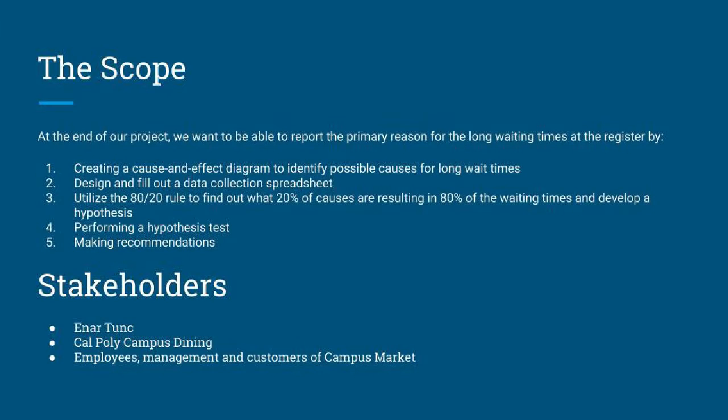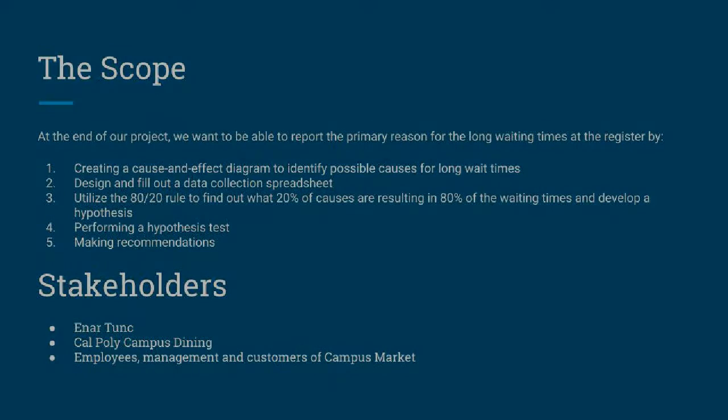At the end of our project, we want to be able to report the primary reason for the long waiting times at the register. We are going to do this by creating a cause and effect diagram to identify possible causes for long wait times, designing and filling out a data collection spreadsheet, utilizing the 80-20 rule to find out what 20% of causes are resulting in 80% of the waiting times, and developing a hypothesis, performing a hypothesis test, and making recommendations. The main stakeholders in our project are our professor, Cal Poly Campus Dining, and the employees, management, and customers of Campus Market.